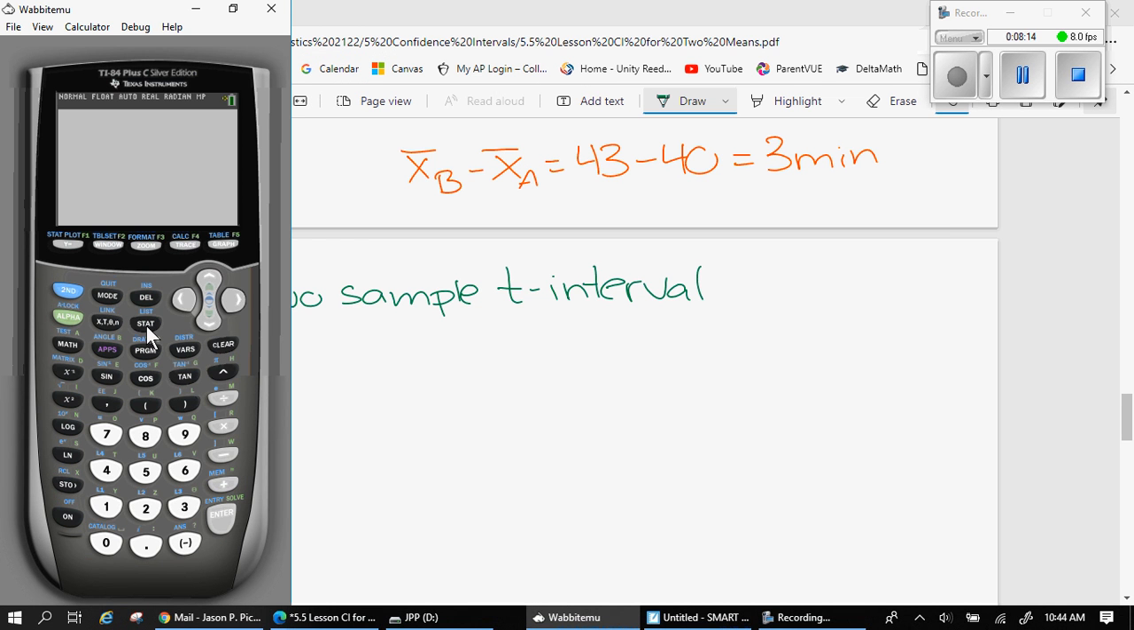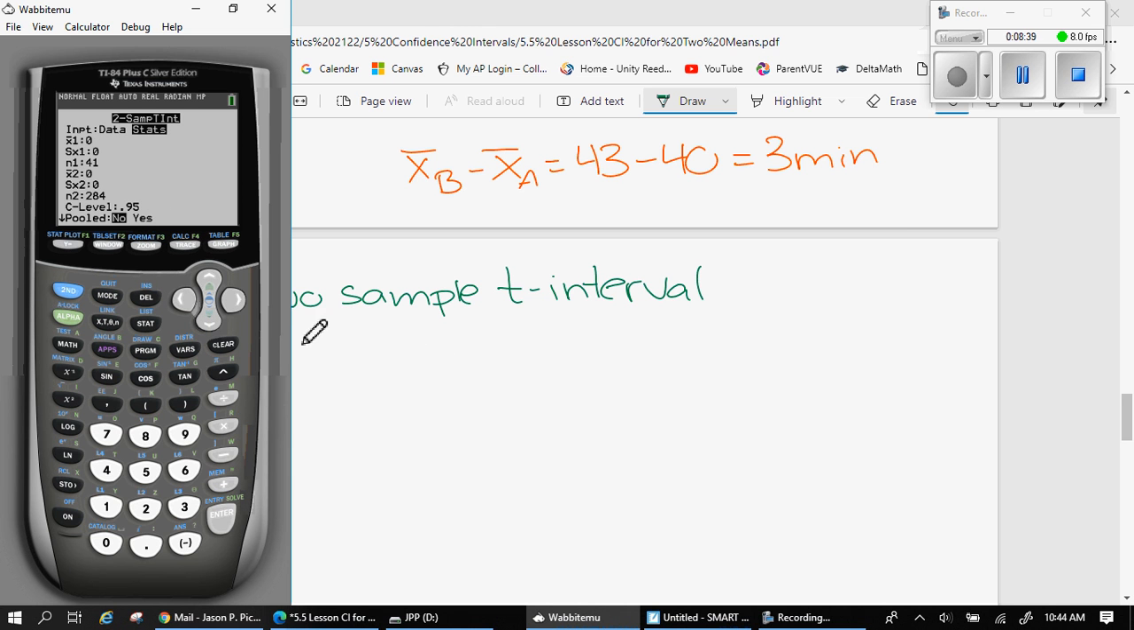And I am going to click Stat and go to our tests. We want to make sure we click the right one. We want to do a 2-sample t interval. Make sure you select t. And if we had data from the samples, we could choose the data option. They would be in lists, and then we could tell it which list to use, and it will do all the calculating for us. We have the statistics from the samples.